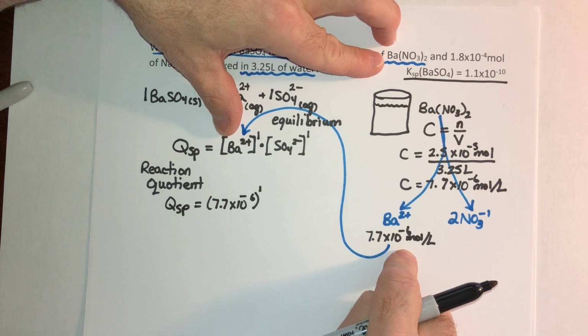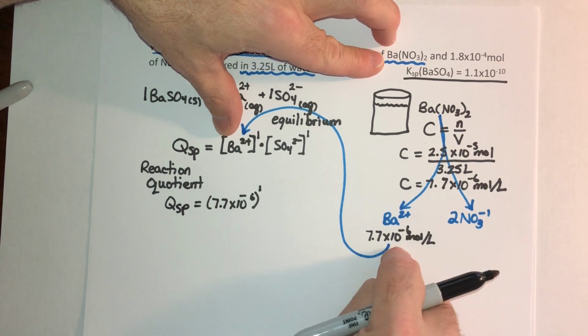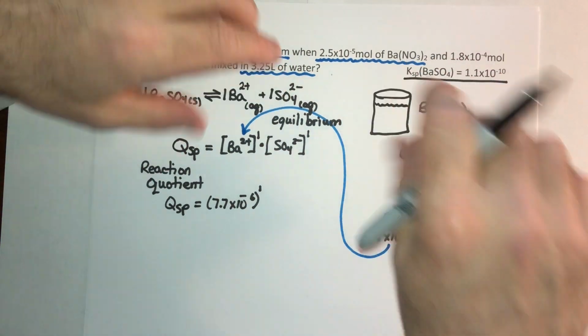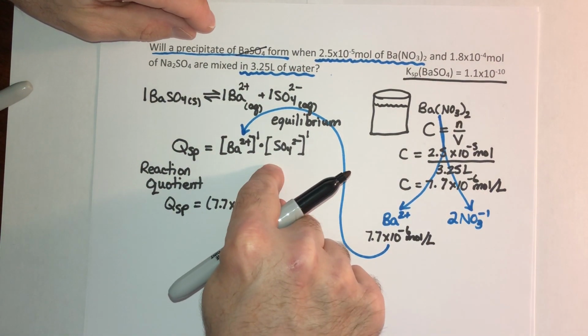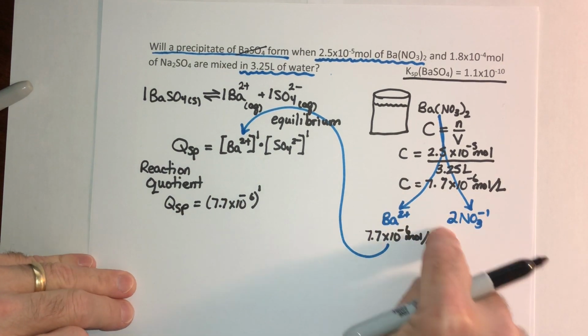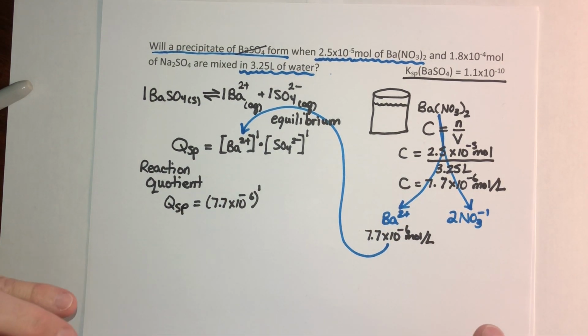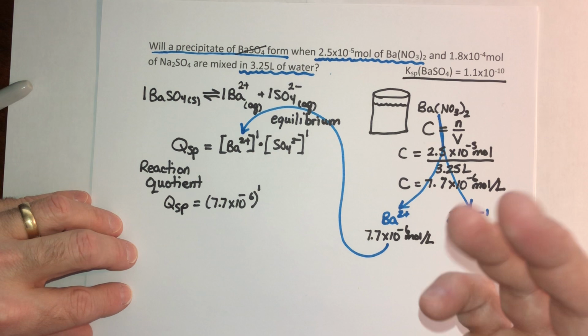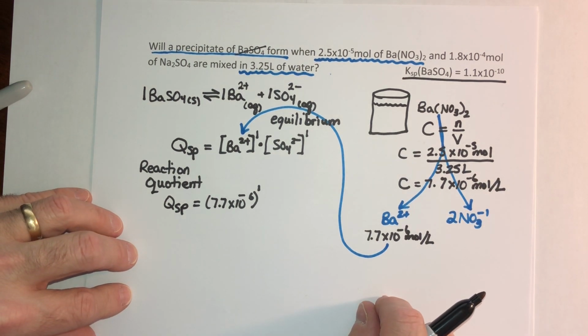Now, this is not the concentration at equilibrium. This is the concentration at the beginning, because this is going to get poured in and mixed with the sulfate and make barium sulfate. Okay, so this would be the initial amount. All right, so you know where we're going with this. You just did the calculation for barium nitrate. Now we have to do the calculation for the last chemical.